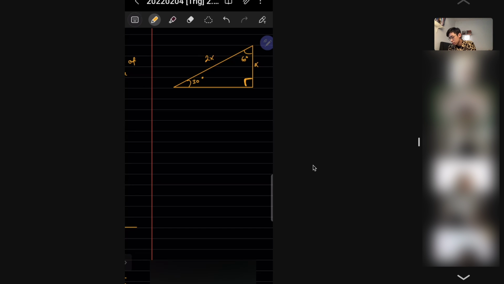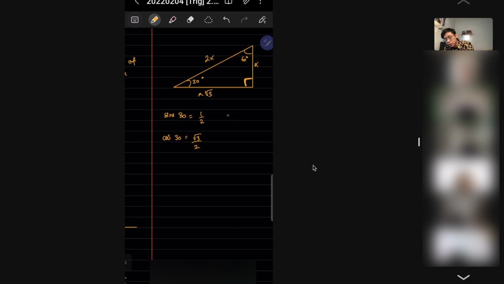Sine 30 is half. And then cosine of 30 is basically root of 3 divided by 2. So if this is 2x, then this is x and the root of 3. So sine 30 is 1 over 2. Cosine of 30 is root of 3 divided by 2, because these are on the same triangle.